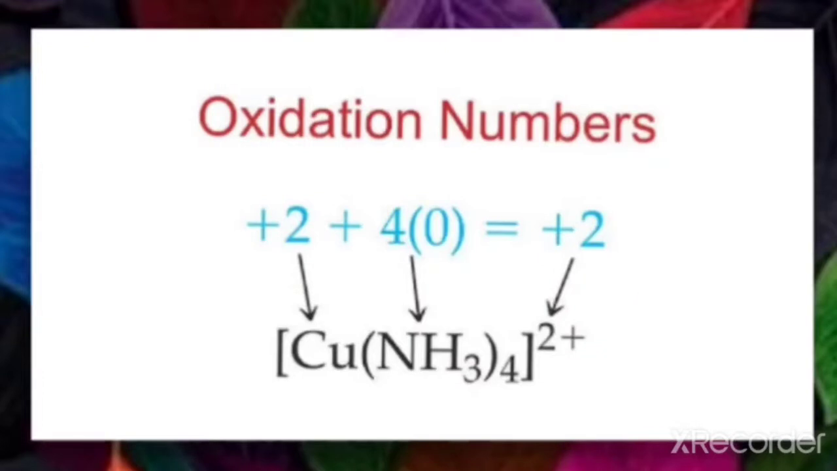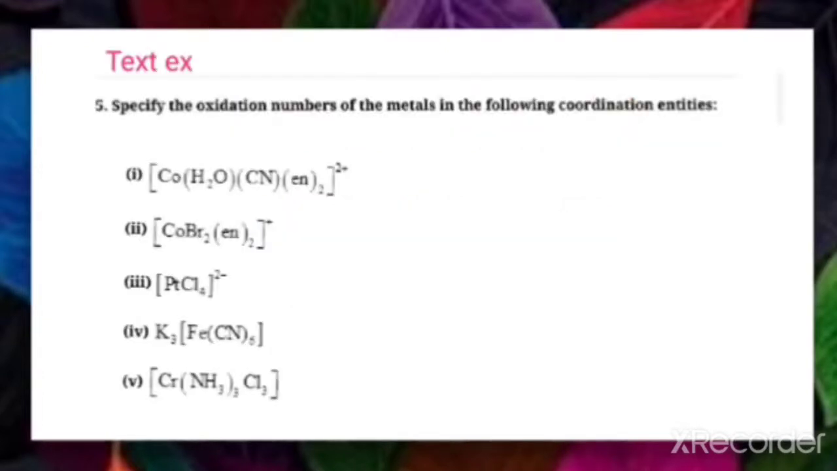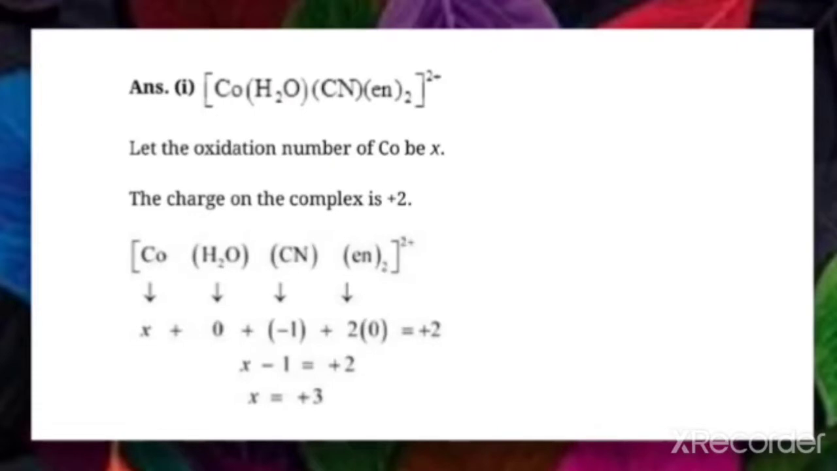Now let us do text exercise question number 5, which is based on this concept. Specify the oxidation numbers of the metal in the following coordination entities. Here some coordination compounds are given. We have to find out the oxidation number for the central metal ion, so let us do this one by one. First of all, [Co(H2O)(CN)(en)2]2+. Here we keep the oxidation number for Co as X, and water, as you all know, is neutral, so 0 is the oxidation number for water.